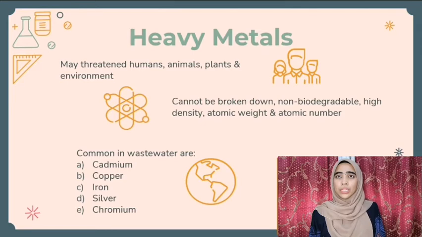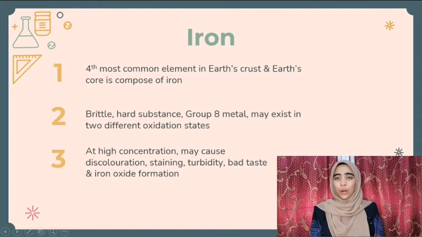The most common heavy metals in wastewater are cadmium, copper, iron, silver, and chromium. Iron is commonly present in groundwater. Iron is the fourth most common element in the earth's crust by weight, and the earth's core is thought to be composed of iron. Iron exists in two oxidation states: soluble ferrous iron Fe2+, and insoluble ferric particulate iron Fe3+. The oxidation state indicates the solubility of iron and how many electrons it has lost.